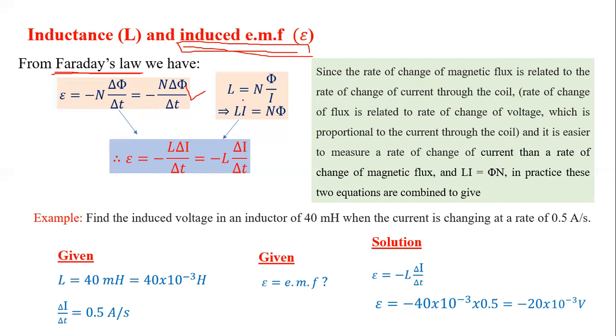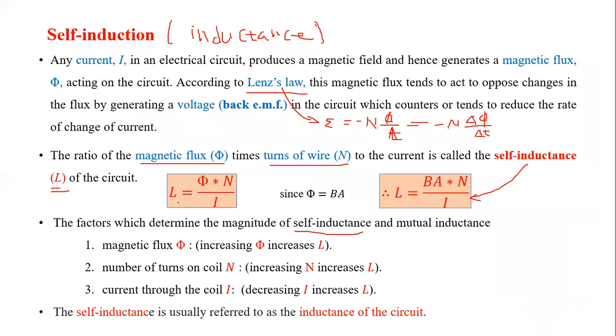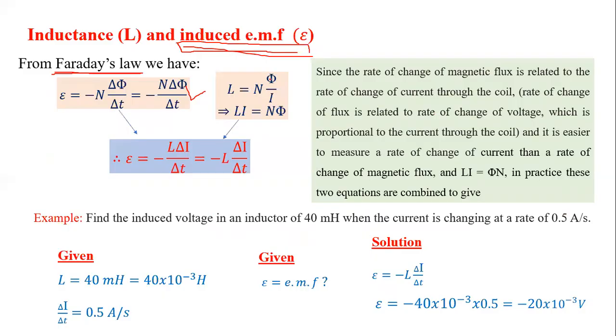And then L is equal to N times flux over I, because in our previous discussion L is equal to flux N over I. So N times flux over I, L times I is equal to N flux. So let's see. N flux is equal to L I, so N delta flux is L delta I.